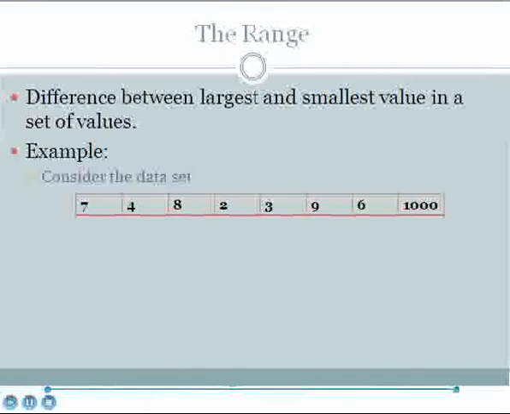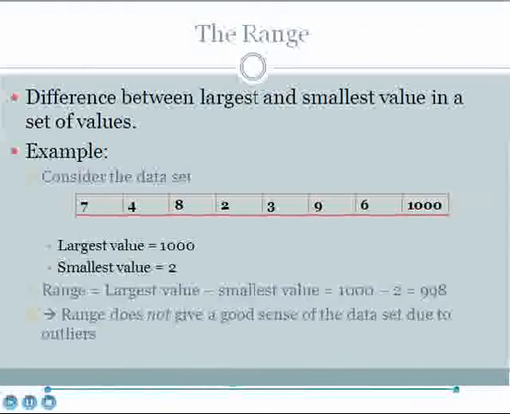Consider this data set now. Remember that the range is the difference between the largest and smallest value in this set. In this case, the largest value is equal to 1,000. The smallest value is equal to 2. The range is thus equal to 1,000 minus 2, or 998.